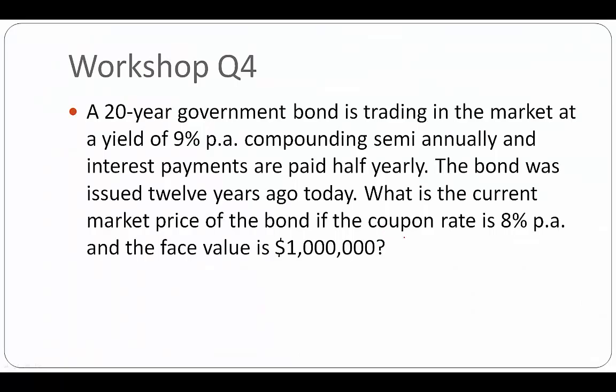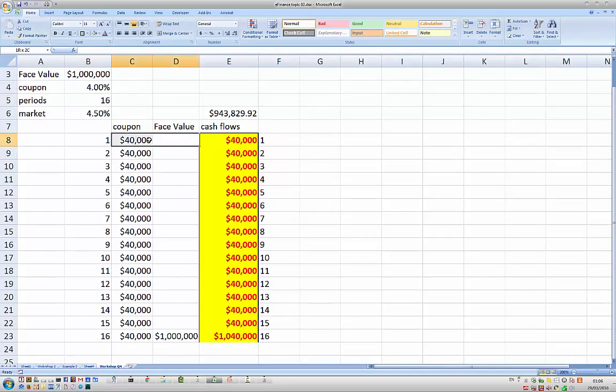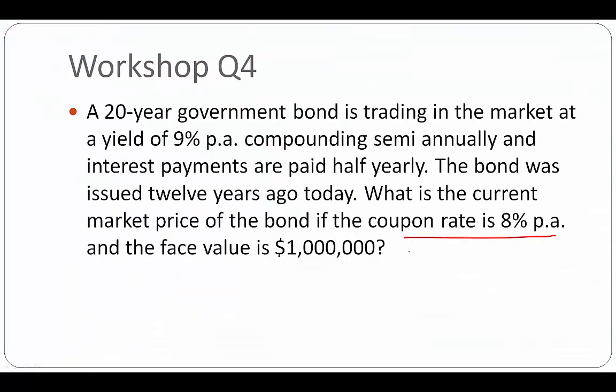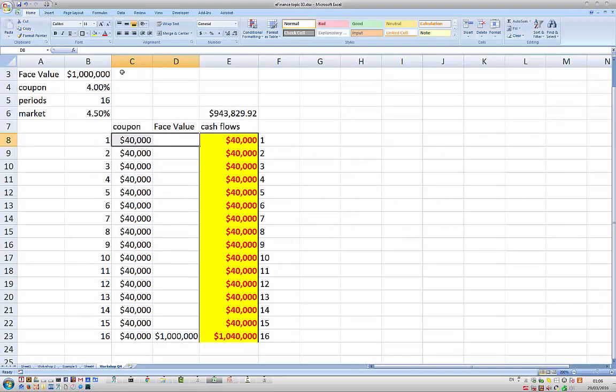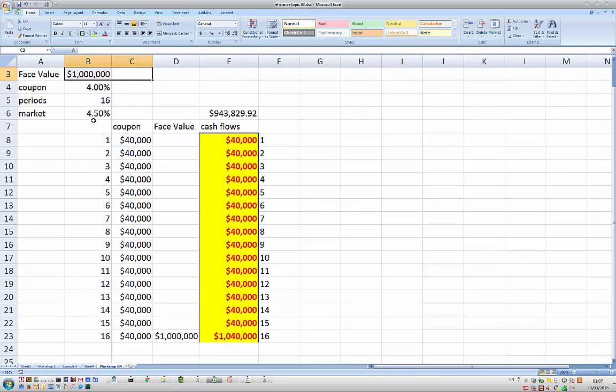So over in Excel, which I've set up with 16 periods, the coupon is 8% per annum, so that's 4% every 6 months. So that's a coupon payment of $40,000, and face value is $1 million. So we're going to discount this for those 16 periods, 8 years times 2 periods a year, at 9% per annum, but remember it's every 6 months, so it's 4.5% per every 6 month period. So here's what I got in Excel.